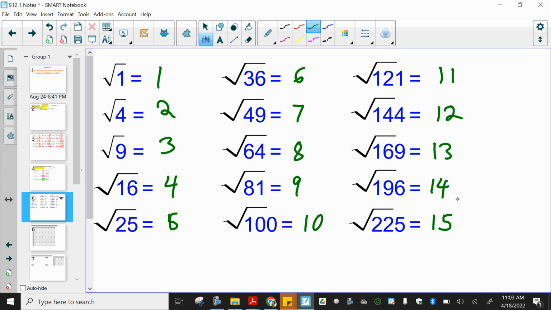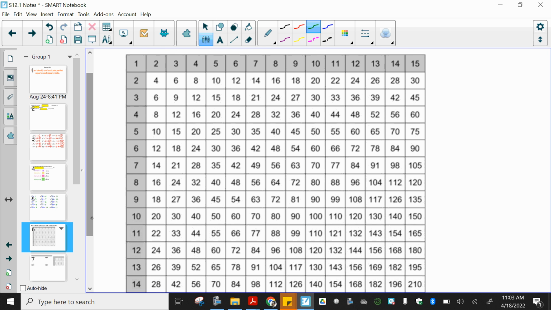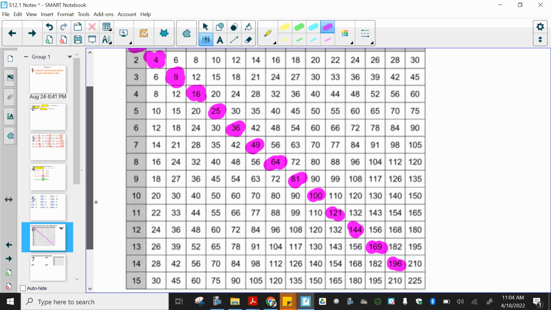Right? So, if you have a multiplication chart, which you guys always get, let me put on a highlighter here. These numbers are the answers to our squares, right? 3 times 3, 9. 4 times 4, 16. 5 times 5 is 25. 6 times 6, 36. 49, 64, 81, 100, 121, 144, 169, 196, 225, and so on. It follows this line.